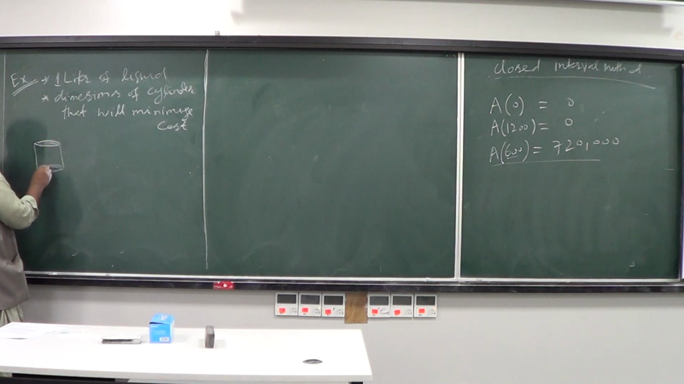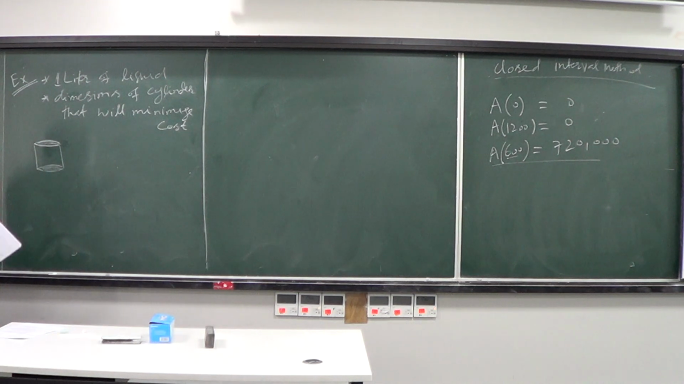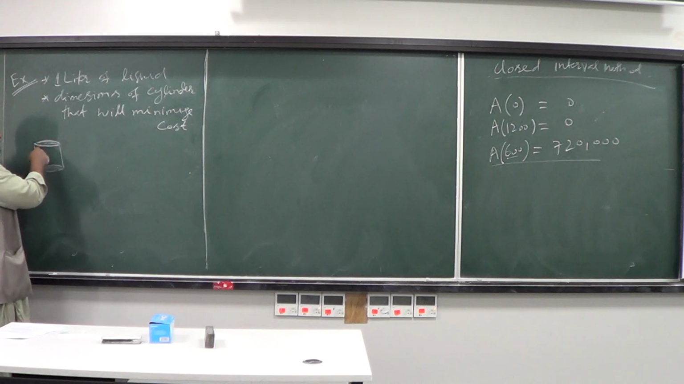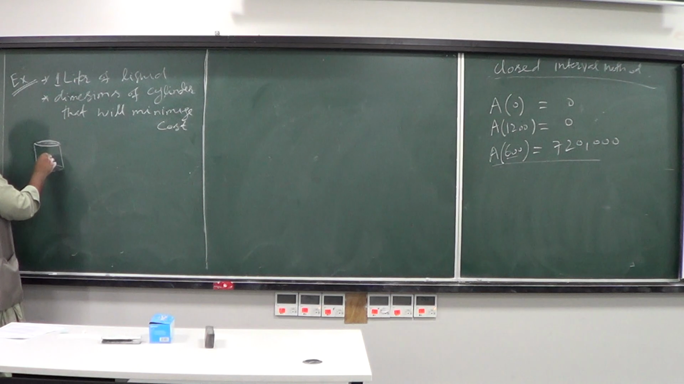The other part is this bottom lid, and the third part is the body of the cylinder. Now if it is a cylinder, this cylinder must have a fixed radius actually, and basically we are interested in that radius.